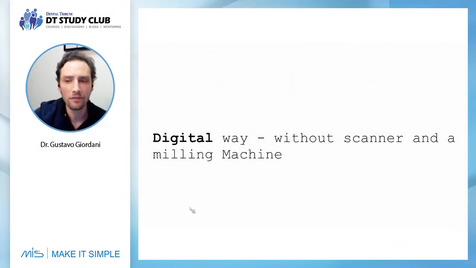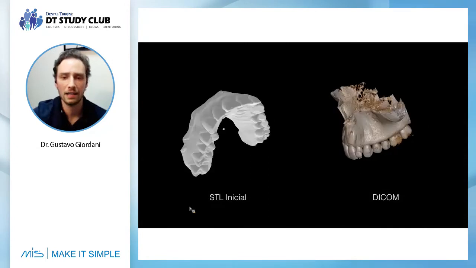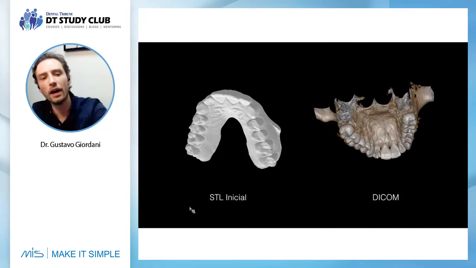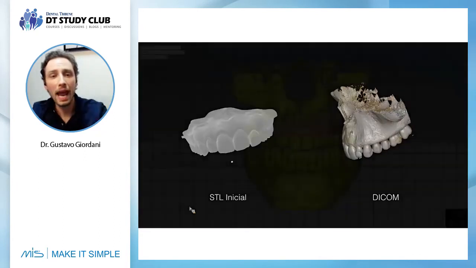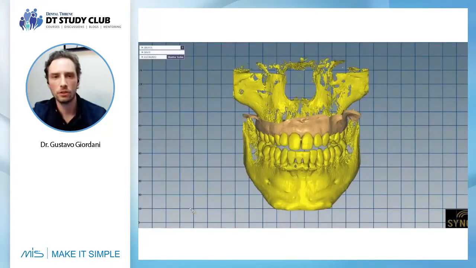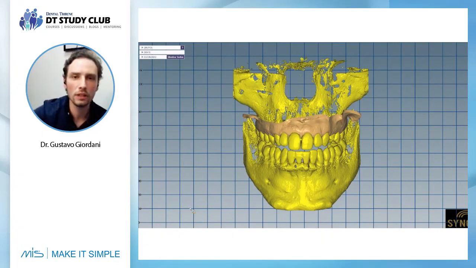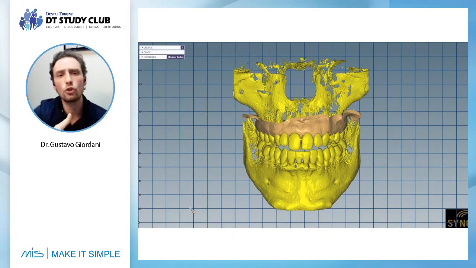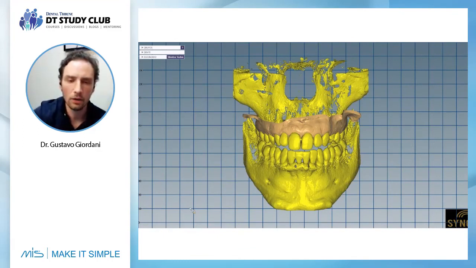Very easy, copying the nature, and works very well. But if you don't have a scanner or a milling machine in your office, you're gonna do exactly the same. You're gonna take the DICOM file, you're gonna take the STL, you send to the lab, and you're gonna do this before the surgery. The lab will superimpose those images again, CBCT inside the Invesalius software, transform in STL, then go to the exocad and superimpose the STL from the tomography and the STL from your models.